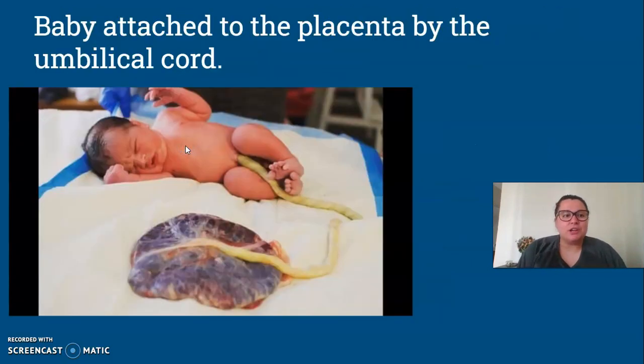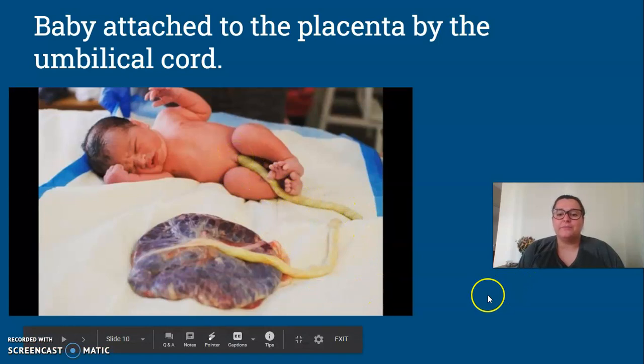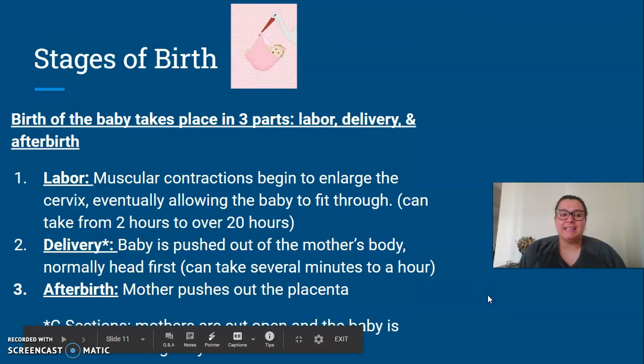Now, here's what it looks like. The baby is attached to the placenta that you can see here, and again, this is kind of gory, it's kind of bloody because it feeds the baby blood, and that goes through the umbilical cord into this area here, and that's how it looks.